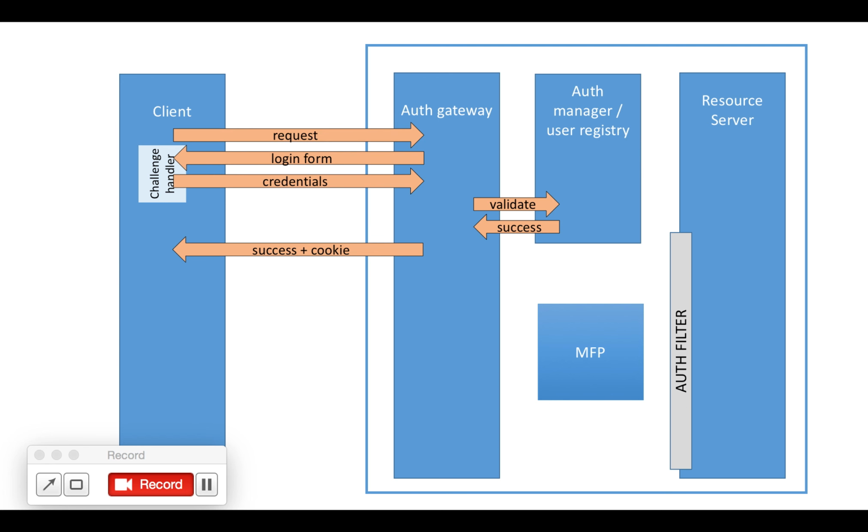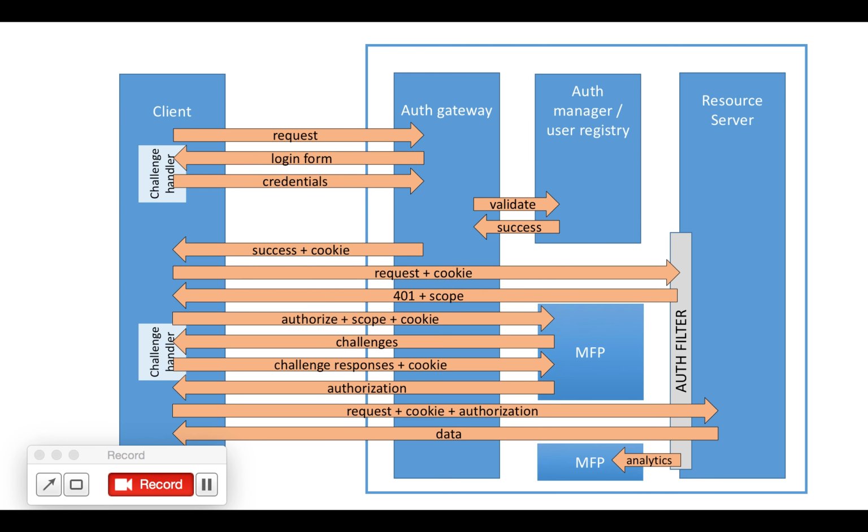Okay, so the initial flow is pretty much the same as we've seen before. Request, login form, challenge handler authenticates, sends credentials. Those credentials are validated, and the authentication gateway creates some kind of a cookie for that client, so it would be able to pass the authentication gateway. Right, let's see what happens next.